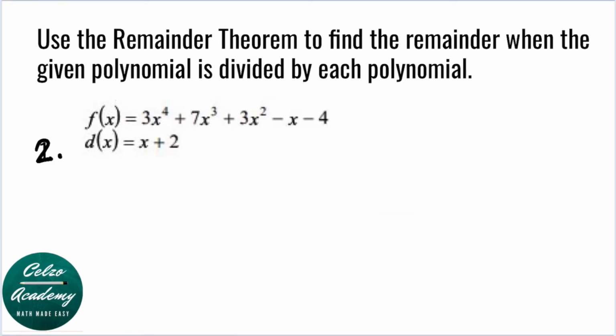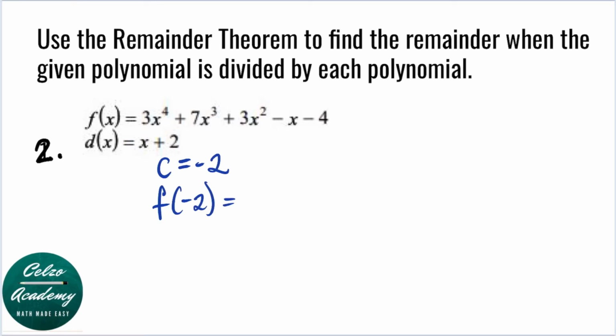Question number 2. F of x is equal to 3x to the fourth plus 7x cubed plus 3x squared minus x minus 4 divided by d of x equals x plus 2. What do you think is our c value here? Our c value here is the opposite of plus 2, which is negative 2. So to find the remainder, we need to evaluate f of c or f of negative 2.